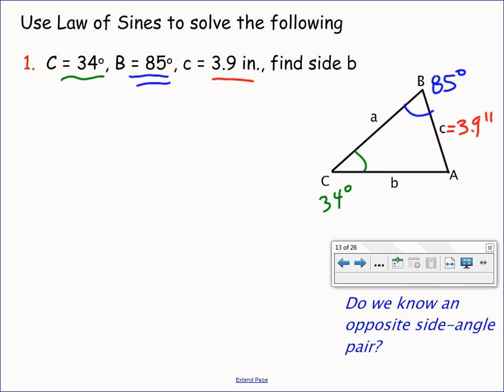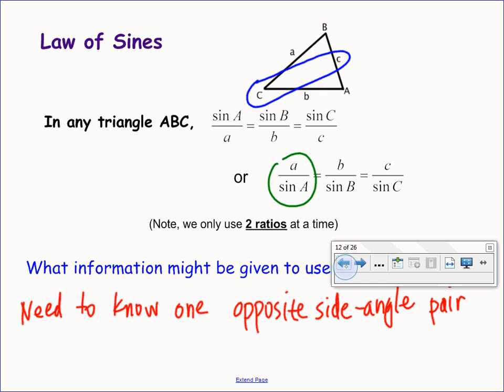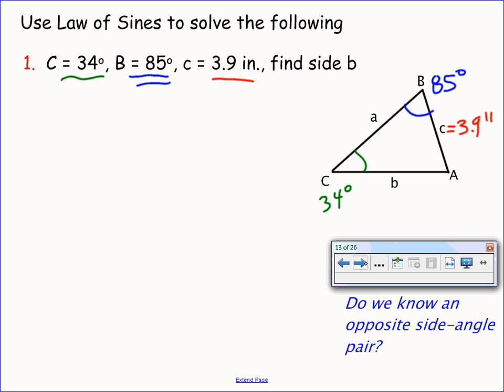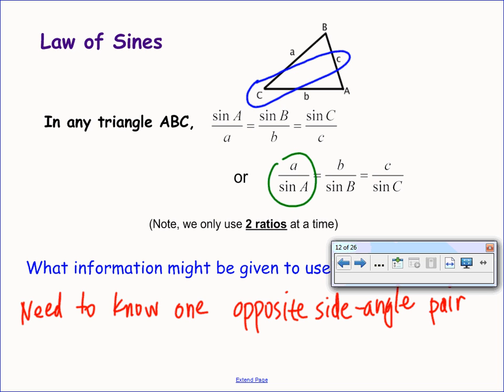Let's see how. If we want to find side length b, I can use any of these forms. I like to focus in on the one that has my unknown, in this case, a side length, little b, on top. And so which of these forms would I like to start with? I'd like to start with b over sine of B. That way my unknown's on top and I'll have fewer steps to solve. Keep in mind I can set that to either of these other two ratios. Depending upon which information I have, I'll choose to use the one with a's or the one with c's. Let's go ahead and take a look.